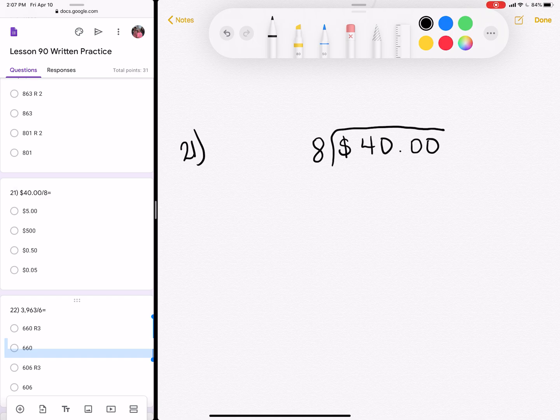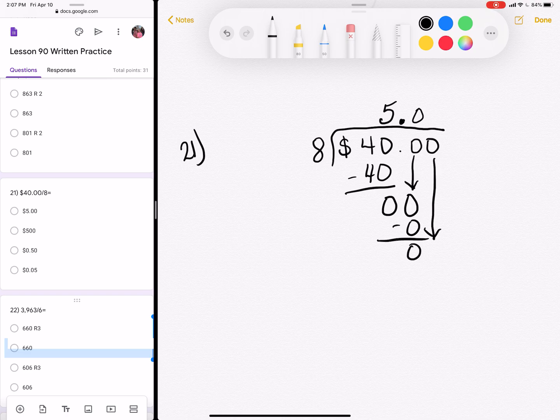21. 40 divided by 8. How many 8s are in 40? That would be 5. 5 times 8 is 40. Subtract. You get nothing. Go ahead and put that decimal on the stage, and go ahead and finish these steps, even though it's easy. How many 8s are in 0? 0. 0 times 8, 0. None left over. So 5 is the answer, 8 times 5 would be 40.